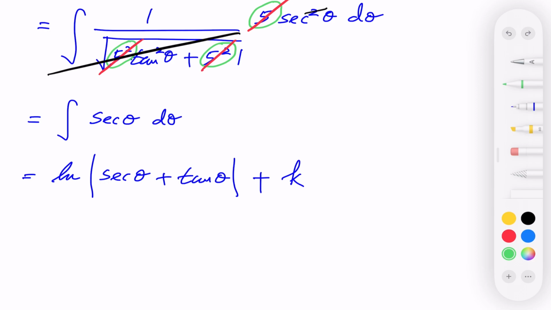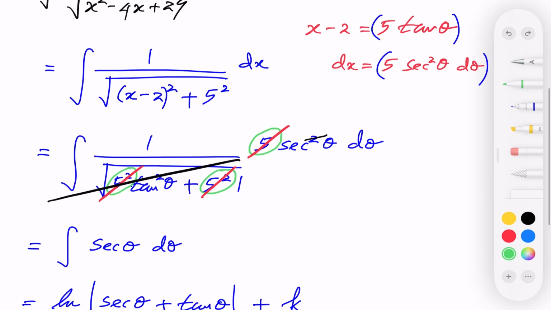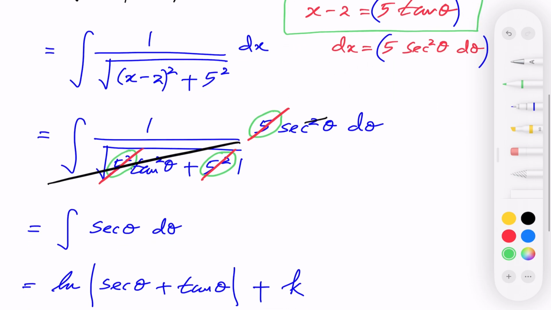Well, theta is a variable that we introduced. Therefore, this is not the final answer. We need to keep the final answer in terms of x. Therefore, we will go back and look at the substitution that was used. We used the substitution x minus 2 equals 5 tangent theta.